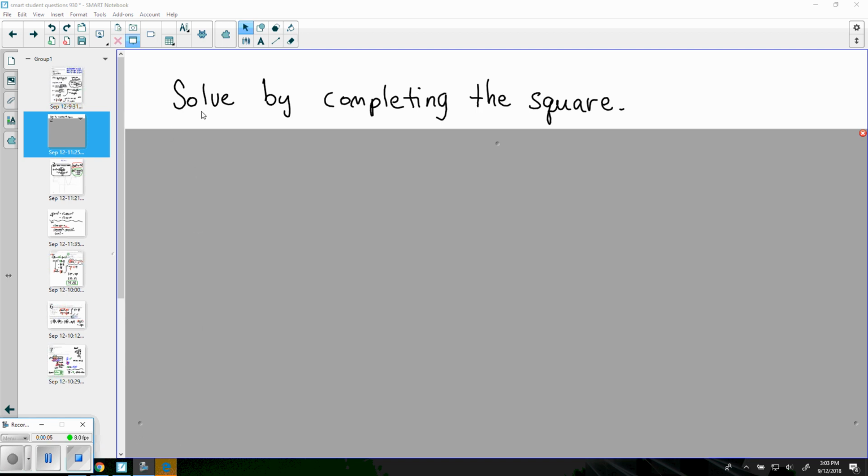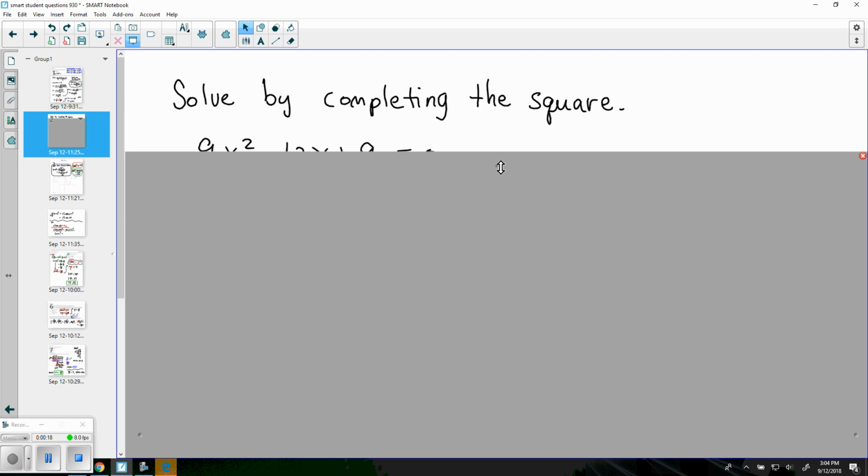I want to go over some of the notes we did in class today, specifically solving by completing the square. You do need to know how to show the steps of completing the square for the test. Now let's go through the steps here.